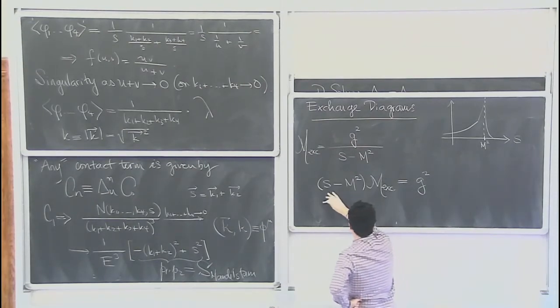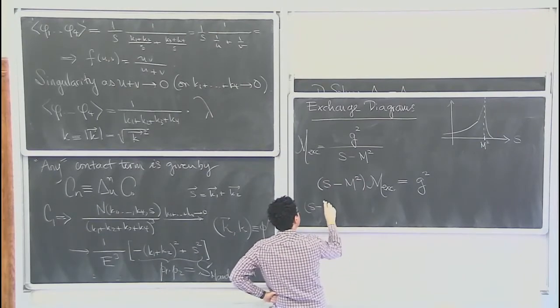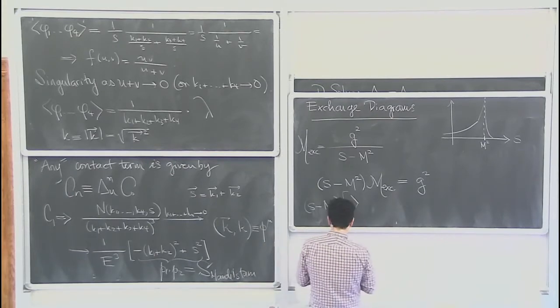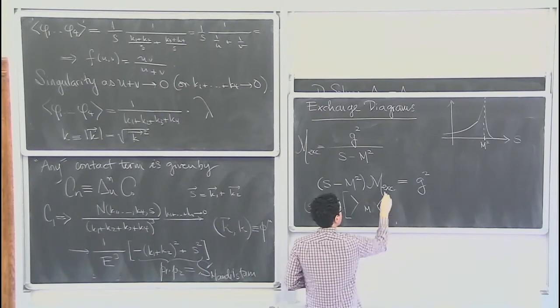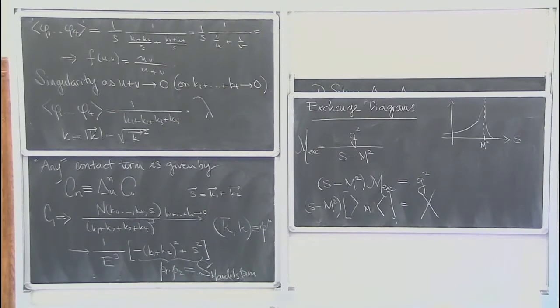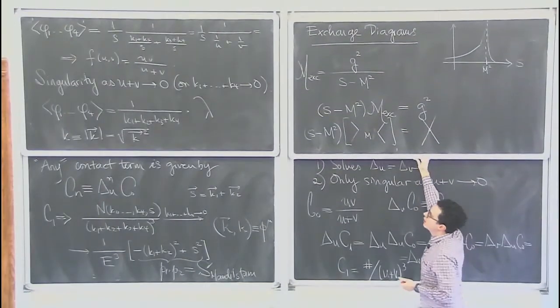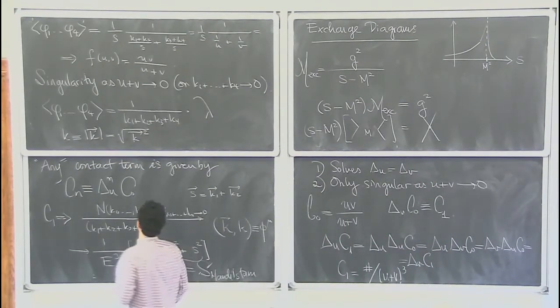Okay, so it means that there is some operator, some Klein-Gordon-like operator, S minus M squared, that acts on this 2-2-2 scattering amplitude, M, that will give me some contact interaction. Okay, this is a pictorial way of writing the equation above. So this is just to give you some intuition for the exchange equation for the four-point function.